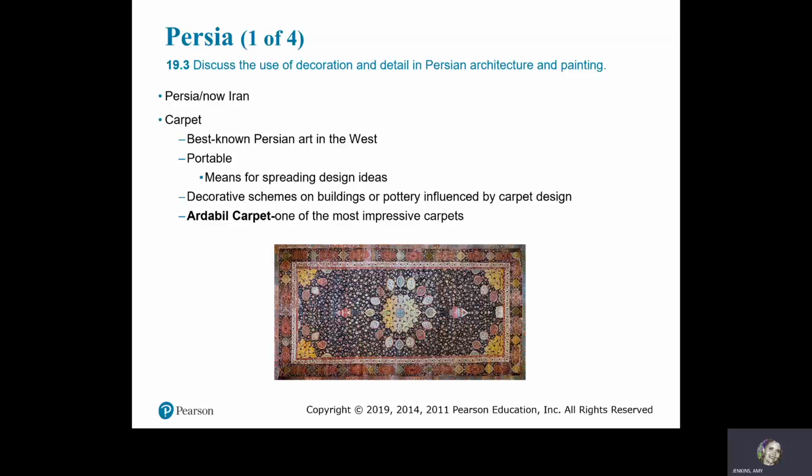Persia, which is now Iran. The carpet is the best known Persian art in the West. The carpets are portable. It's a means for spreading design ideas. The decorative schemes on buildings or pottery are influenced by carpet designs. The Ardabil carpet, which is shown here, is one of the most impressive carpets known.